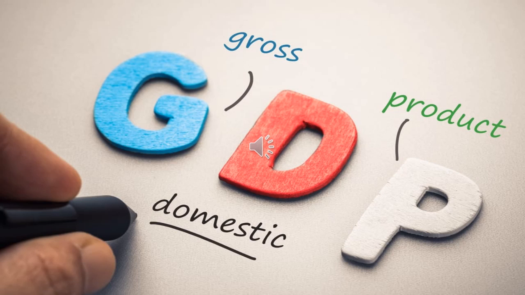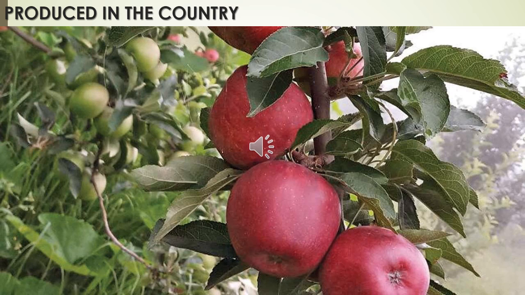So it does not include the profit earned from foreign countries, that is, profit earned from capital invested abroad. It includes only the value of goods and services produced within the geographical boundary of a country. So GDP includes what is produced in the country. GDP of India includes only the market value of goods and services produced in India. So that is the geographical boundary.